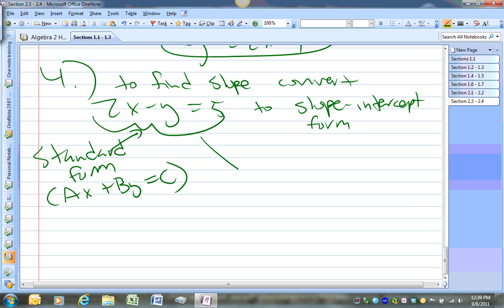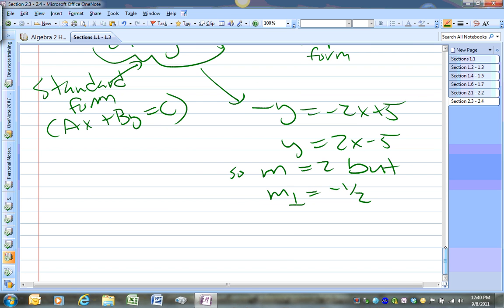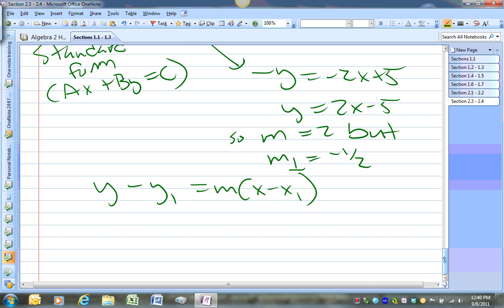So what we do is we say negative y equals negative 2x plus 5, divide by negative 1, so m equals 2. But the perpendicular slope is negative 1/2. Remember, we need the opposite reciprocal or negative reciprocal, whatever you like to call it. So now I can use the slope, the point slope form.